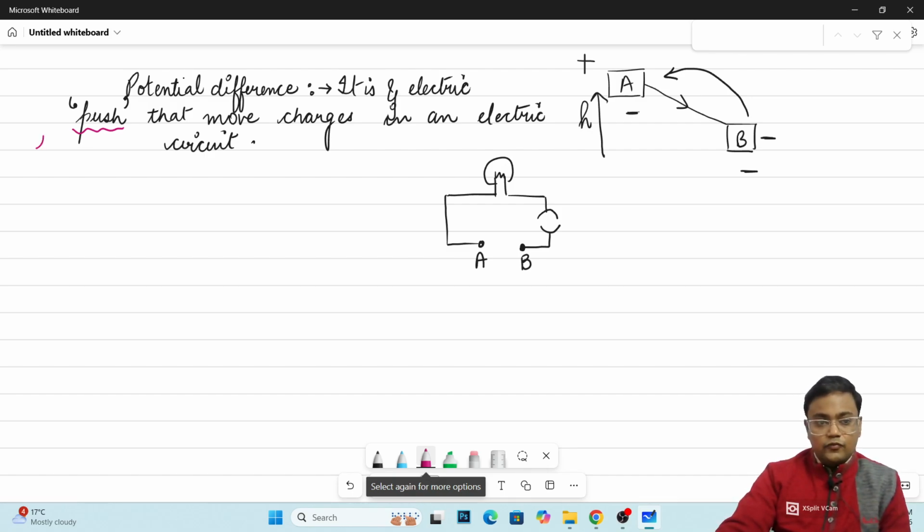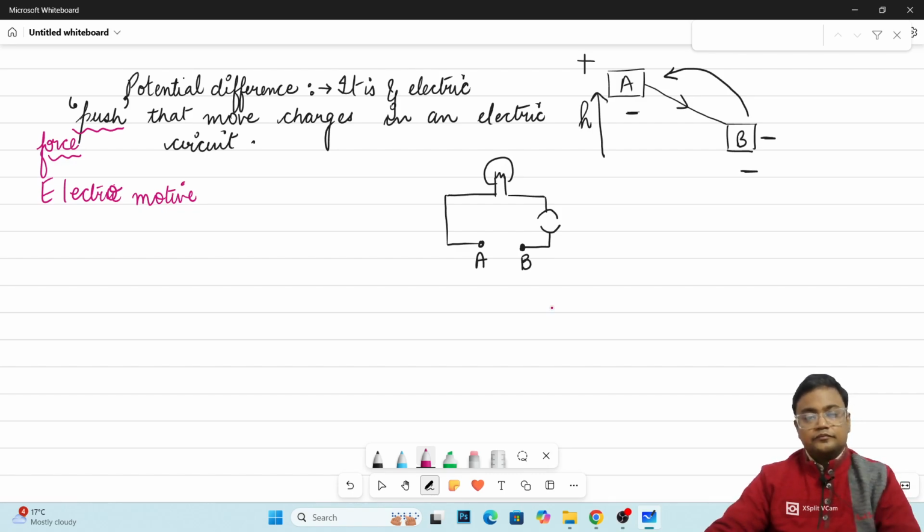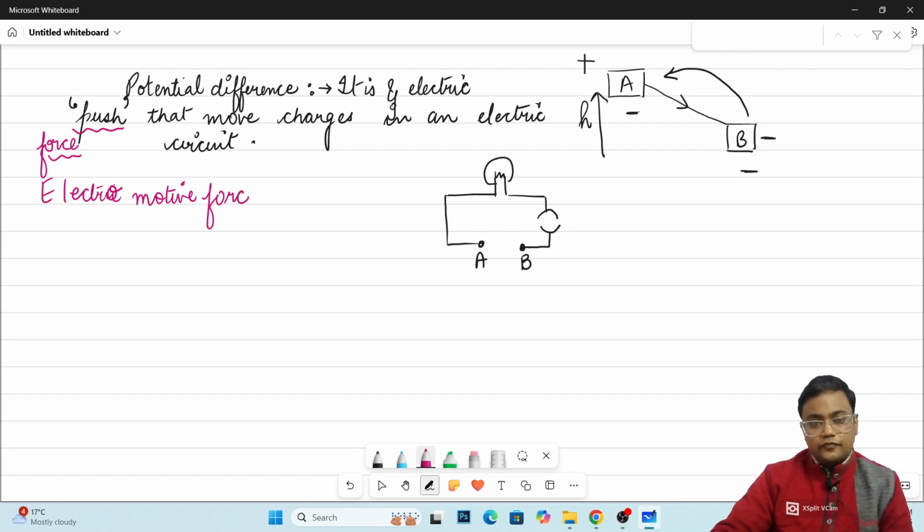Now again I have used this word force. So which kind of force it will be? It will be a kind of electric force, or properly in higher classes you will study the word electromotive force. Electromotive force, right? EMF. In short, you can just write the initials of the words. EMF is another synonym used for potential difference.